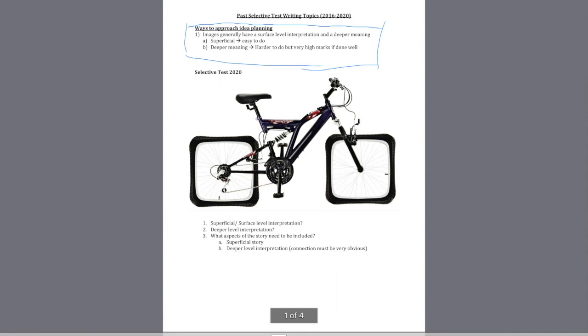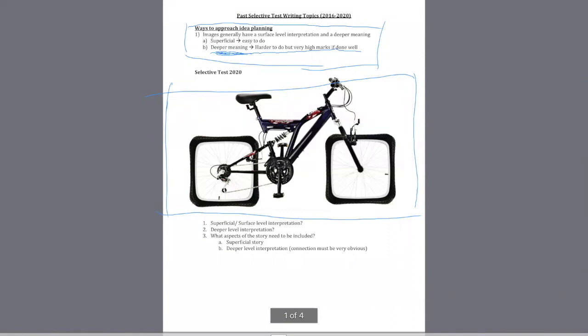So I would always recommend you to try to do B, the deeper meaning, because a lot of the time, when the markers look at it, they're really looking for the deeper meaning. Okay, let's look at the bike. Let's just say I look at this in the test and then I write about a bike with square wheels. I think probably over half the kids will actually write about this bike, right? And that just makes it very generic. Okay, so the story's not very special at all.